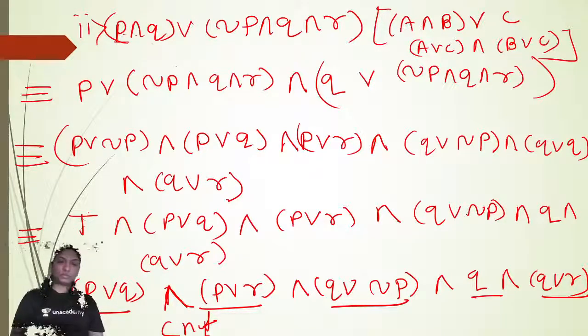So whenever one of them is true, the truth value of the statement is always true. So here you will get true, and P or Q, and P or R, and Q or negation of P, and Q or R. This is your conjunctive normal form, called the conjunctive normal form for the given statement. I hope you are getting it clear.